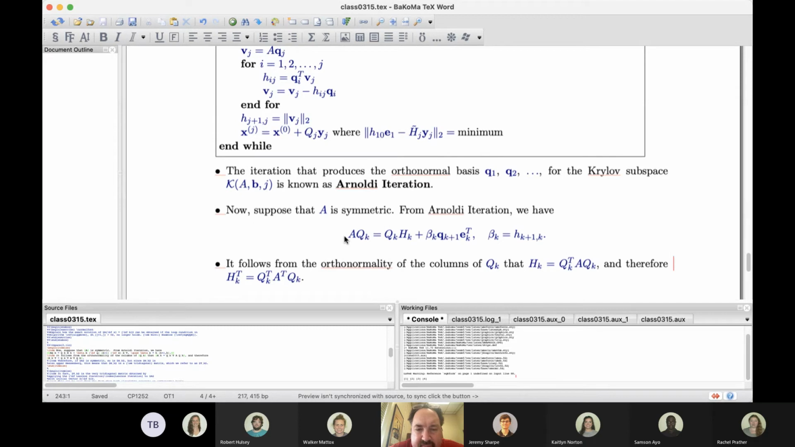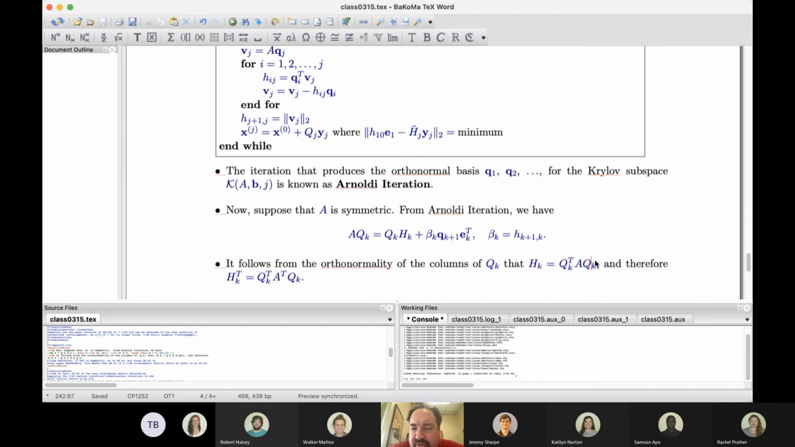If I were to multiply both sides on the left by QK transpose, that would cancel this QK here. I'd have only HK. Capital QK, its columns are orthogonal to QK plus 1. That's not included in this set. So taking the inner product of capital QK with this would give me 0. So on the right side, I only have HK. On the left side, I have QK transpose A QK. So this gives me a formula for HK.